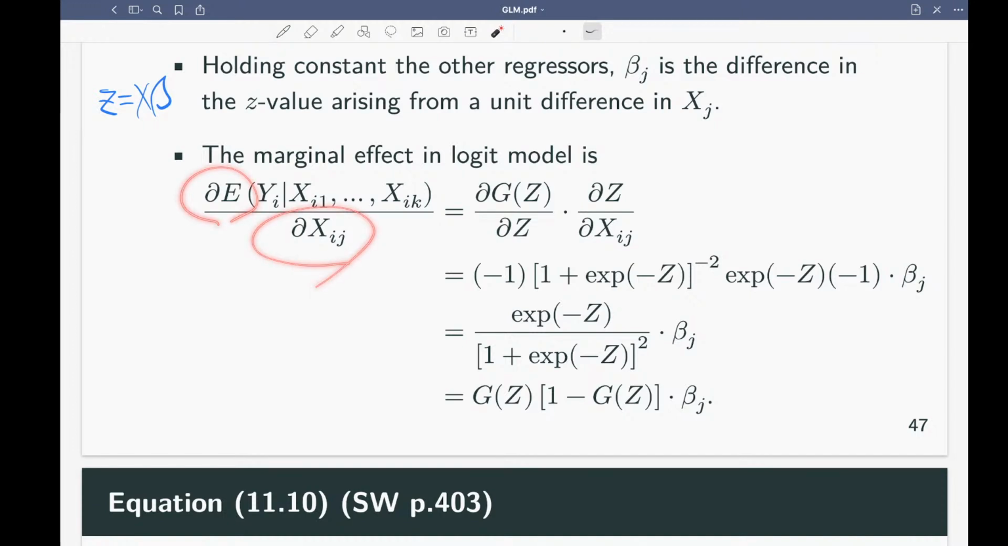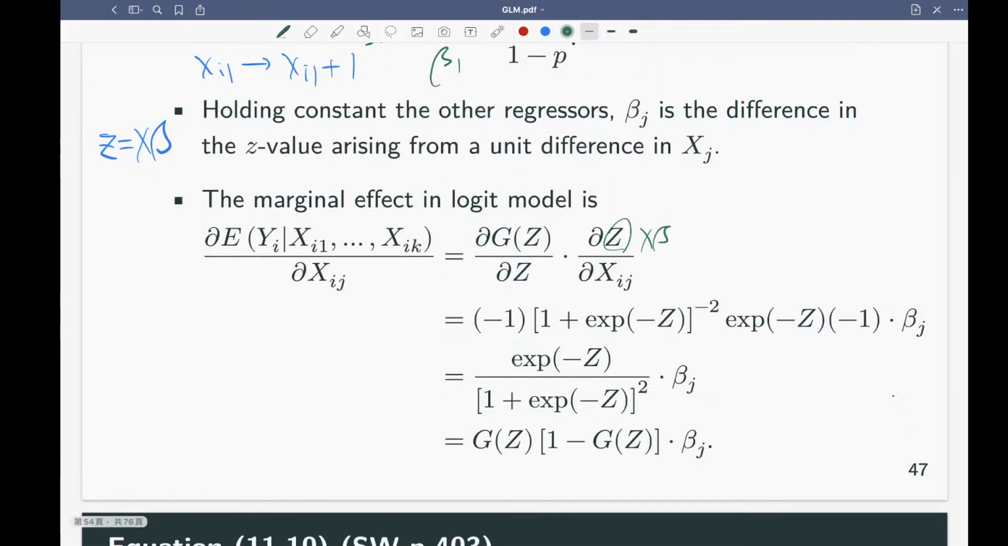Because in the marginal effect, you can find a partial derivative, partial E partial xij, equal to, by the chain rule, partial g partial z times partial z partial x. Because this is the logistic function, we cannot directly use the CDF to the PDF. And because z is x beta, this term is beta j.